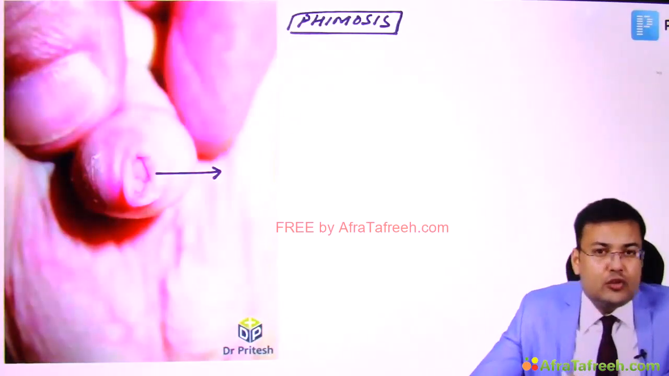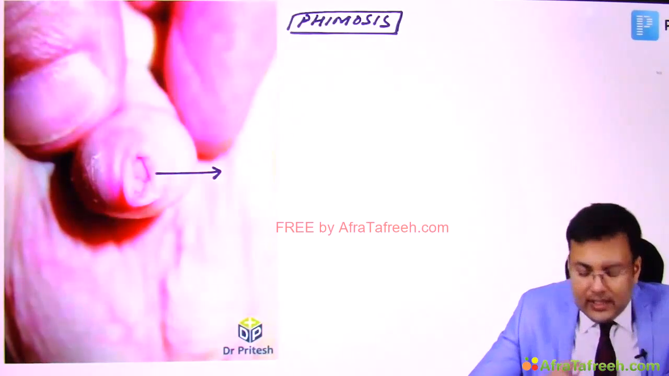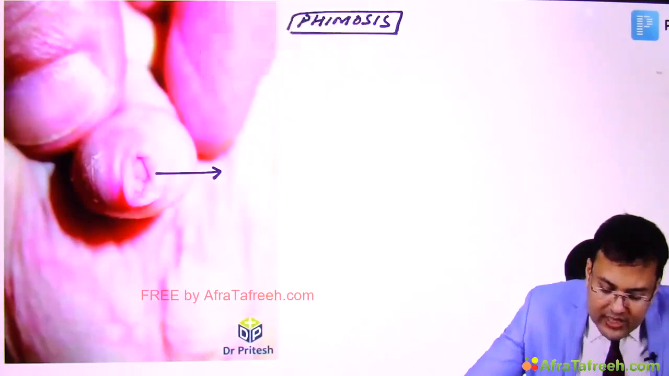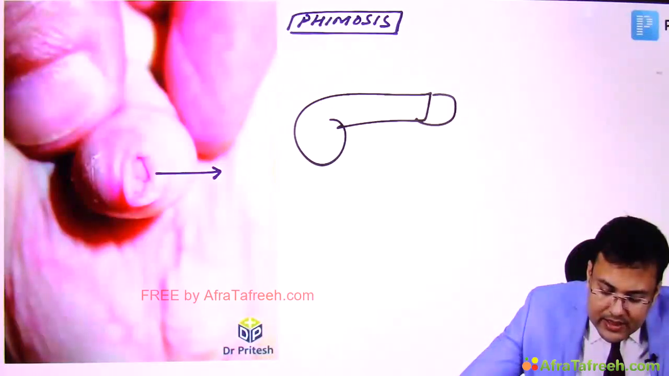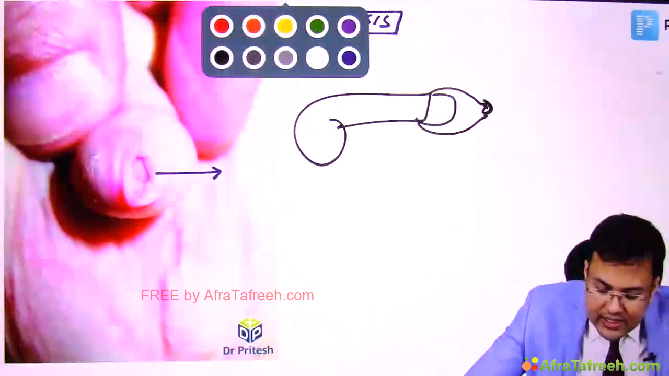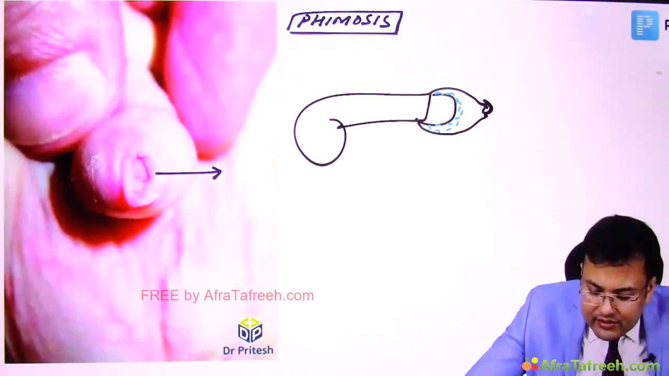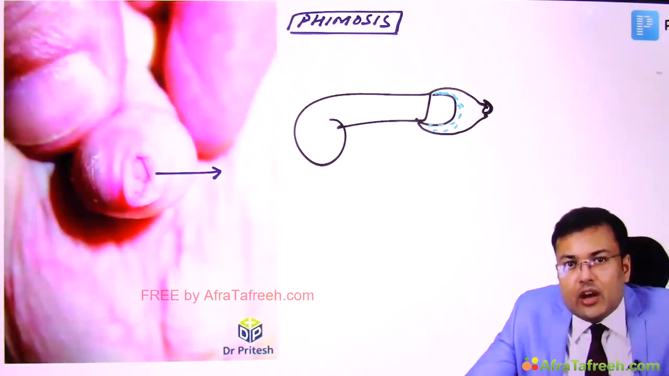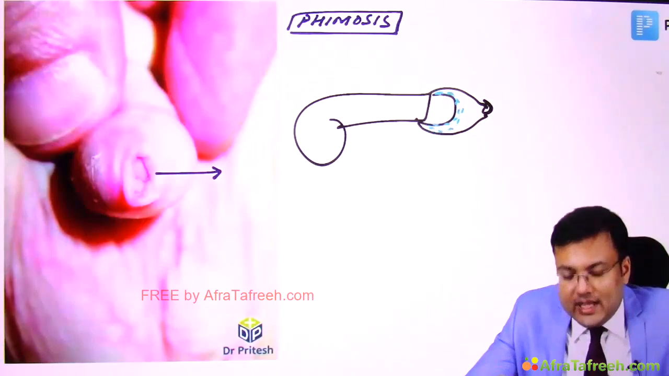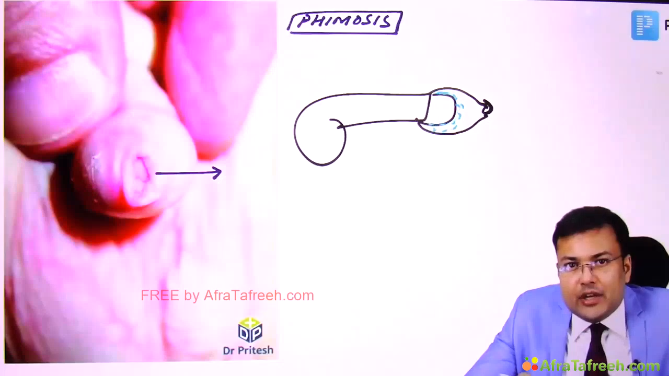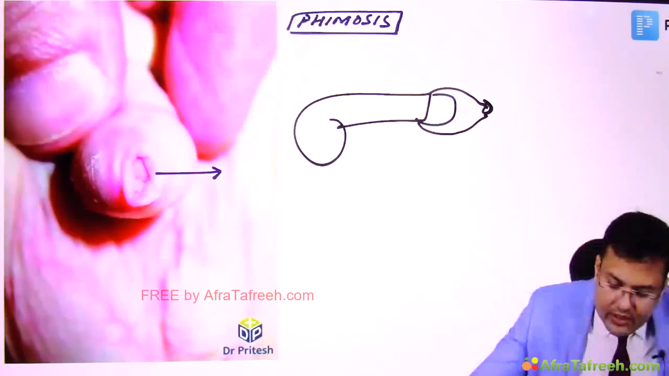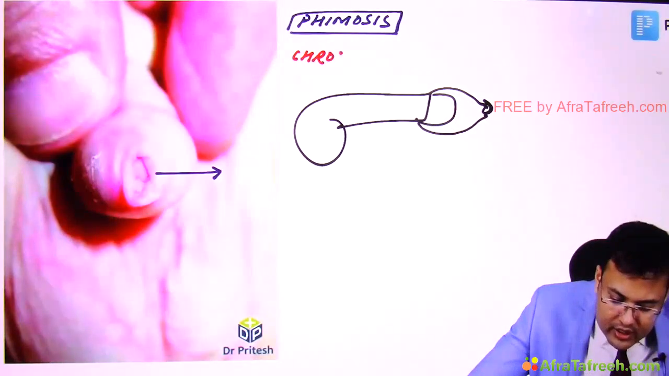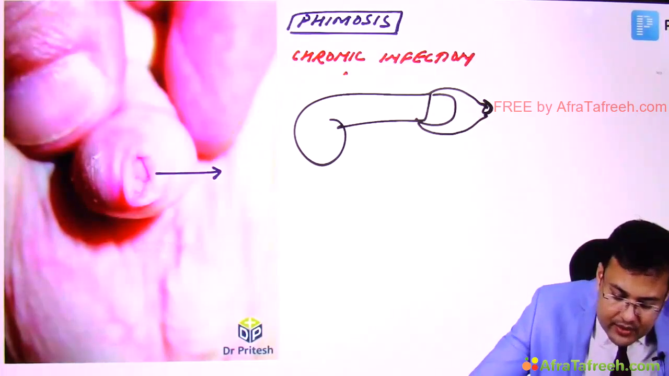What is the most common cause? It has been observed that most of the people do not clean this area. Yes, this is the glans penis, this is the prepuce, so there is collection of secretions here. Most of the people who do not clean this area get chronic infection because of poor hygiene, and because of this chronic infection, there is phimosis. So the most common cause is chronic infection because of poor hygiene.